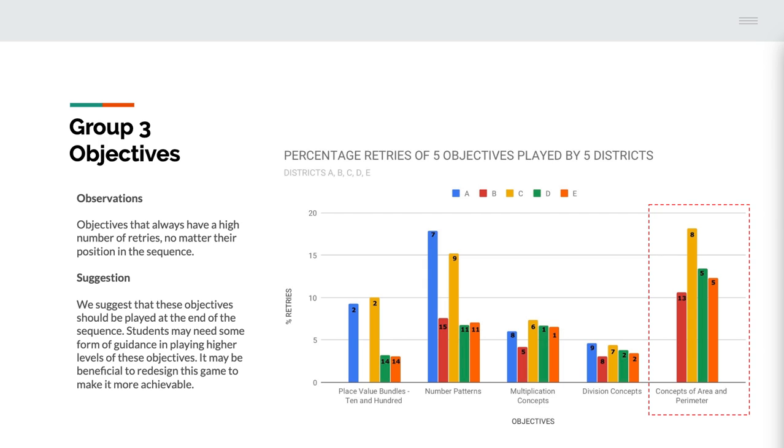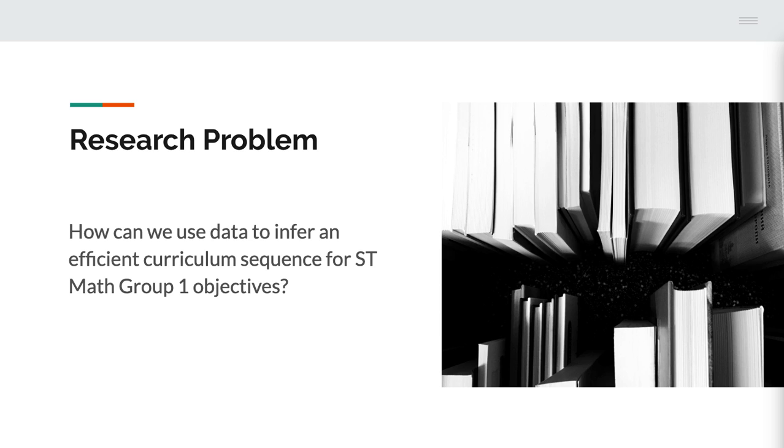From our analysis, we discovered some game mechanic reasons for this, such as the potential lack of intuitiveness of the game. We suggest that the game should be redesigned. Note that we've made suggestions for playing objectives in Group 2 and 3. We are left with Group 1 objectives. We decided to investigate what makes an efficient curriculum sequence for this set of objectives.